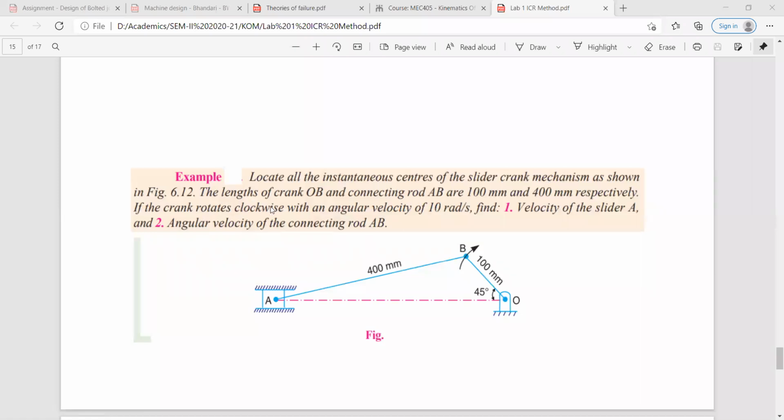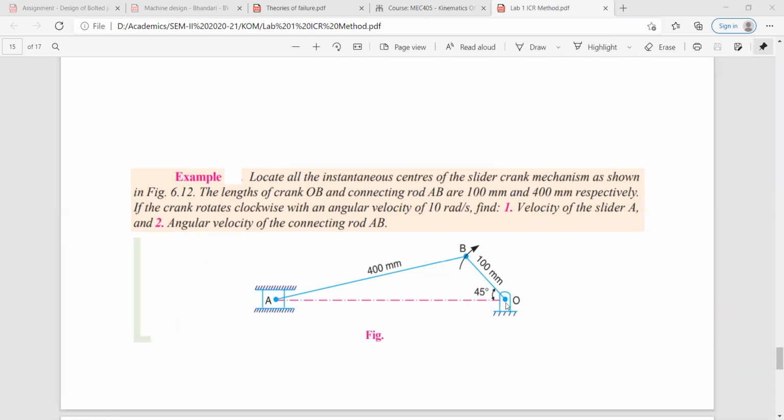So if the crank rotates clockwise with an angular velocity of 10 radian per second, so omega OB is given as 10 radian per second. Find, first, the velocity of slider A. Second, the angular velocity of connecting rod AB. So omega AB we have to find out. Okay. So as you know the procedure, let us first draw this diagram, which is called the configuration diagram.